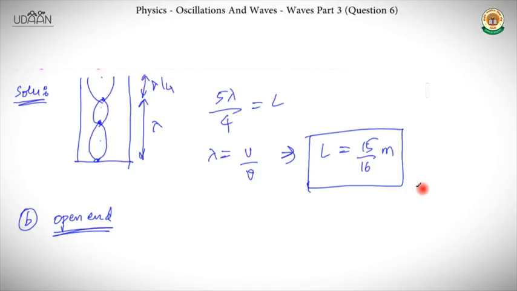So if the displacement is an antinode, the pressure is a node. So there won't be any pressure variation at a node. So the P dash at the open end is 0.